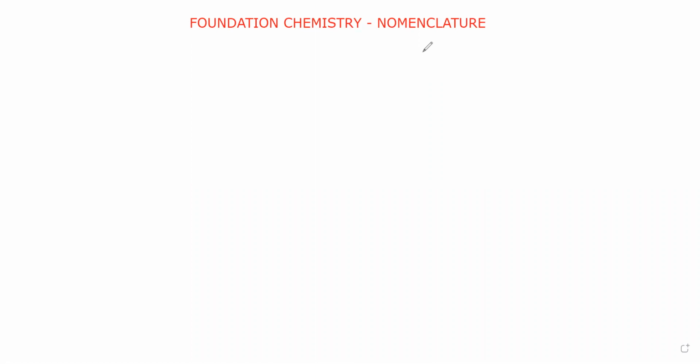Let us continue foundation chemistry. Here we will see nomenclature of organic compounds. Now we will take the organic compound CH3, CH double bond CH, CO, CH3. How to name this organic compound, that we will see.